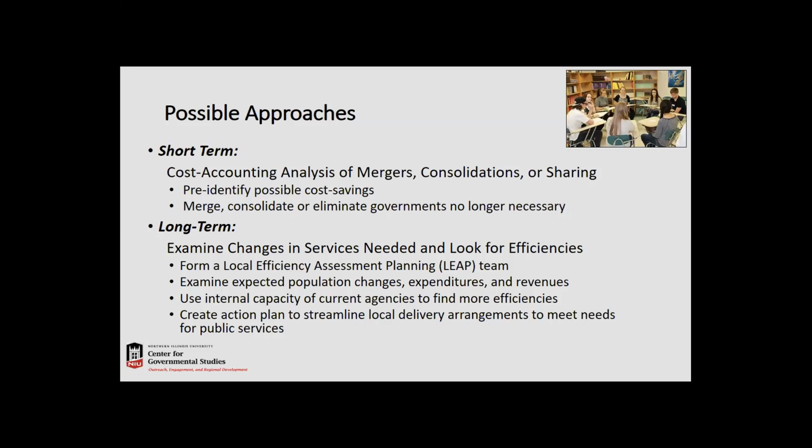The approach that we're using with LEAP is to form a local efficiency planning team, then look at the population changes, the expenditures and the revenues, then look at the internal capacity of the current agencies to see whether they can find more efficiencies and maybe collaborate better, maybe merge some, whatever it needs to be, and then create an action plan that would streamline the local delivery arrangements. This action plan then would be carried out over a couple of years.